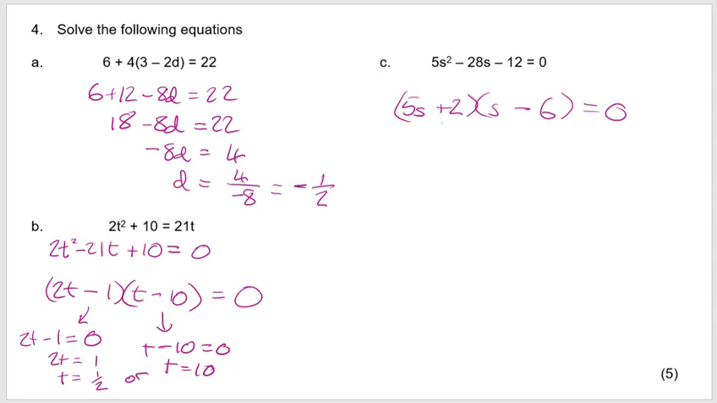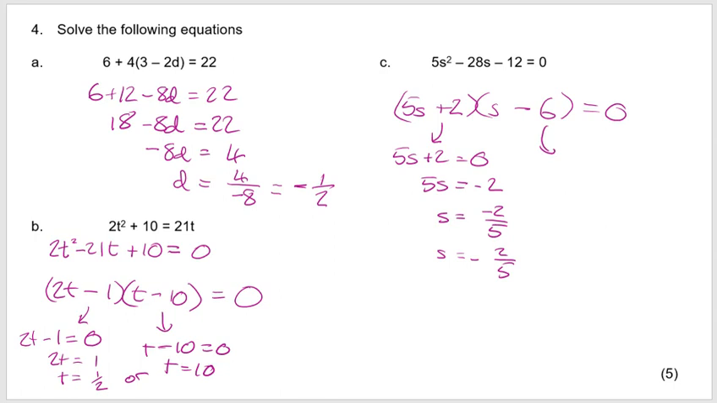So now I want each of my brackets to equate to 0. So I need 5s plus 2 to equate to 0. Take away 2, 5s is equal to -2. Divide through by 5, -2 over 5. Pull the negative to the front. You can do that in an immediate step without going twice over. So that's the same as -2/5.